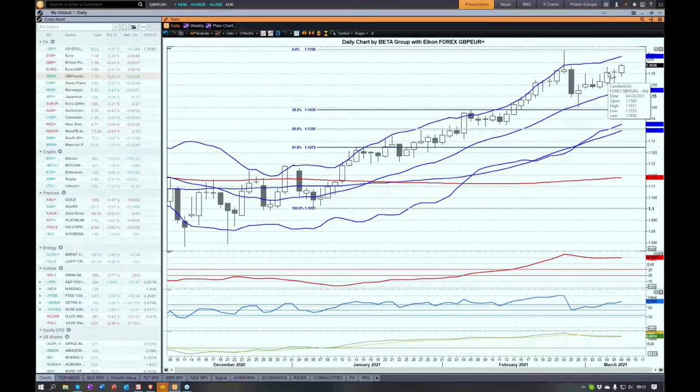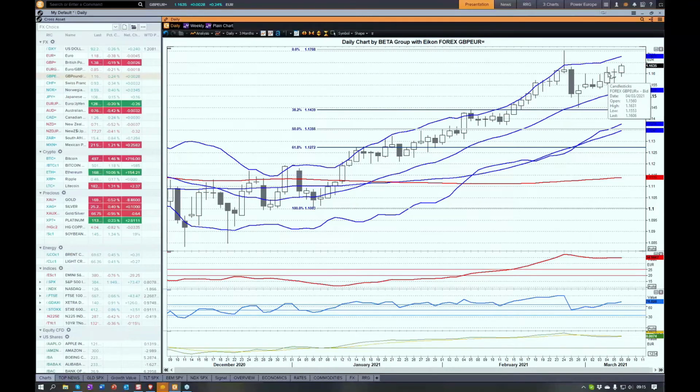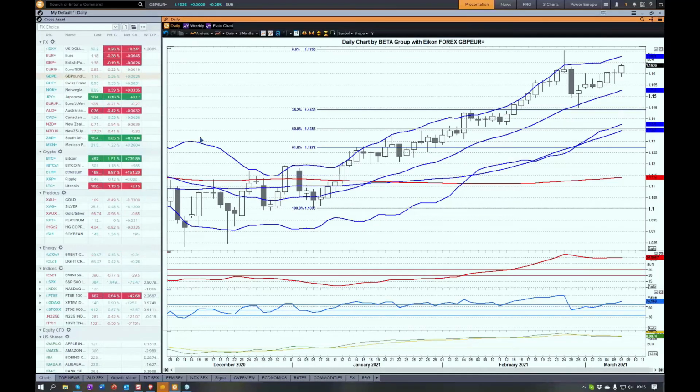So I do think that we're ready to move through short-term resistance at 116.40 and the spike high back at 118. So the indicators are bullish but stretched, and I think that we will continue higher in this cross pair between GBP and the euro.